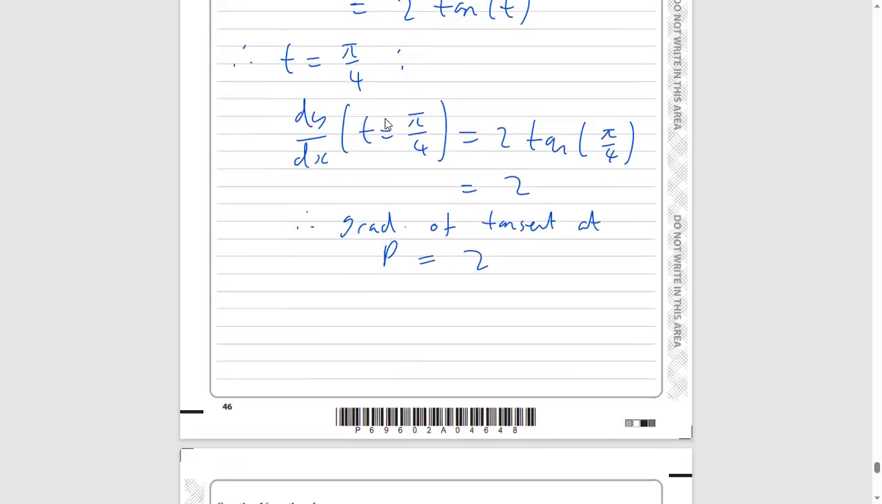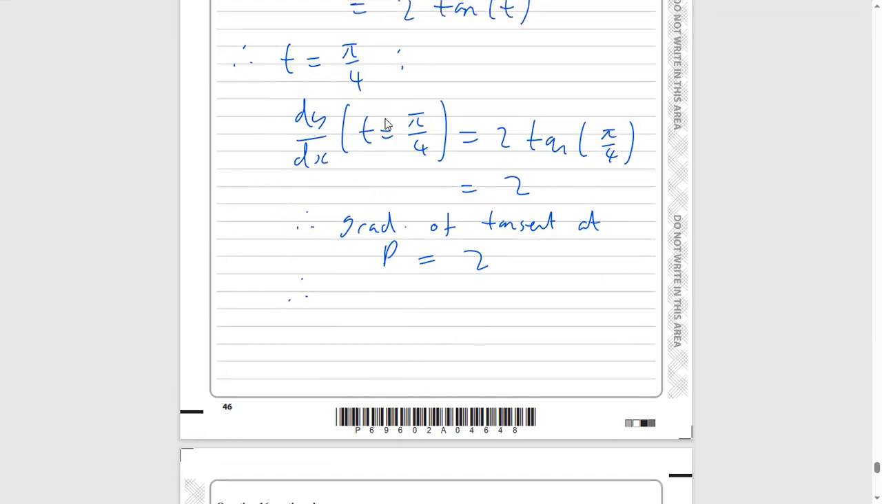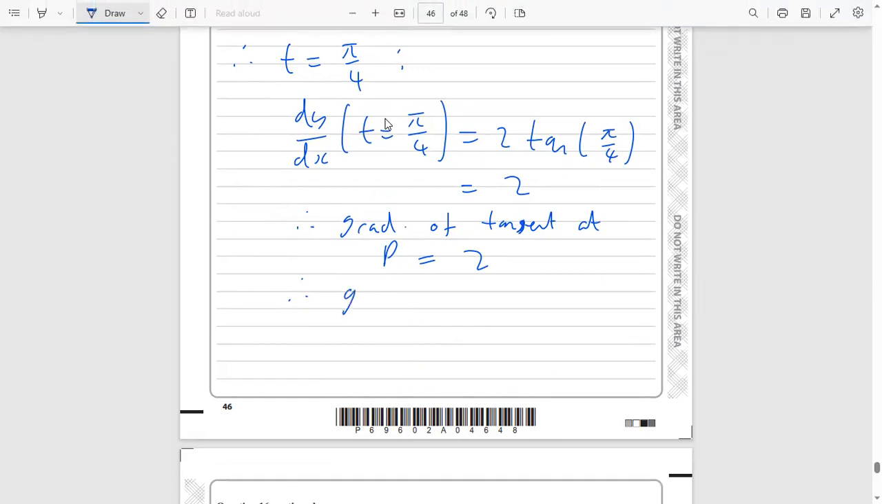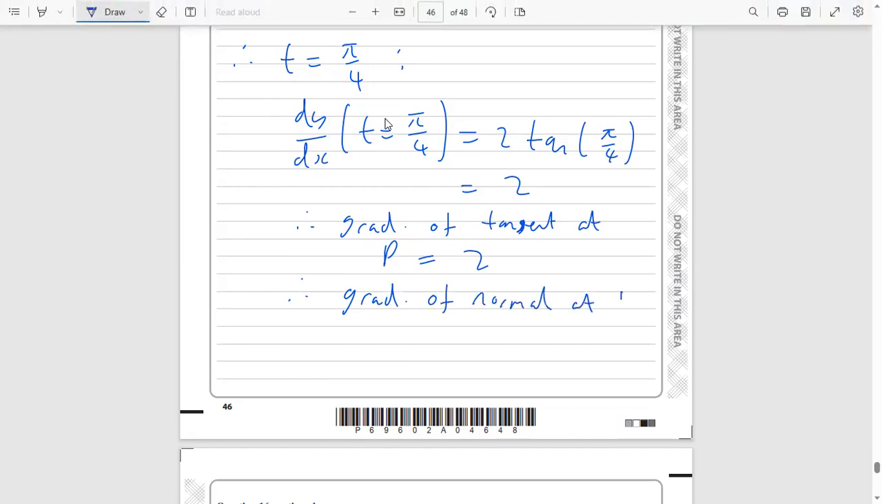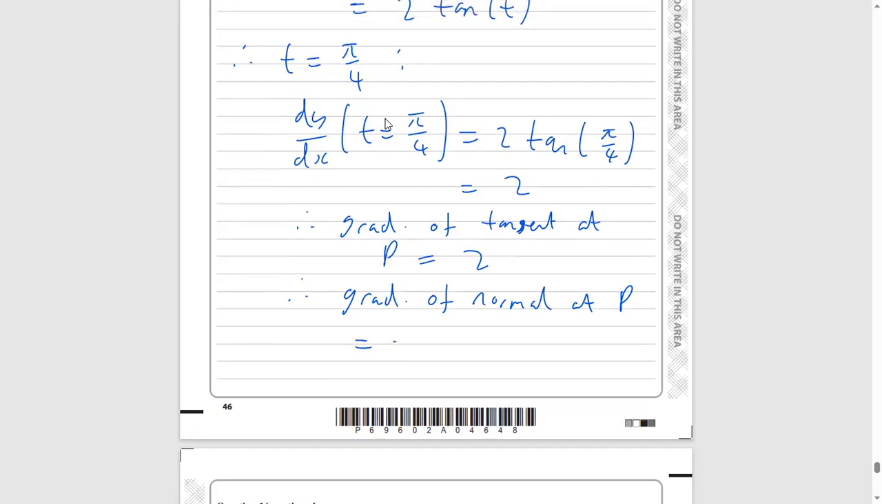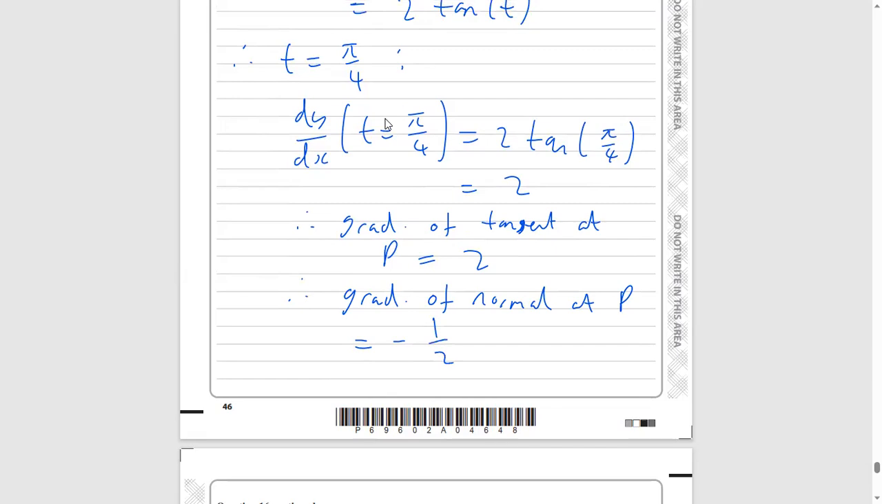So now that means the gradient of the normal line, well, the gradient of a normal line is the negative reciprocal of the gradient of the tangent line. So the gradient of the normal at this point P is going to be equal to the negative reciprocal of 2, which is negative 1 over 2.